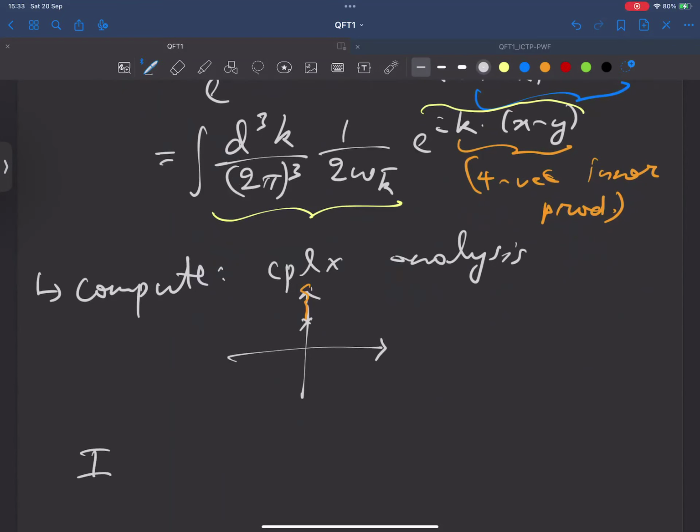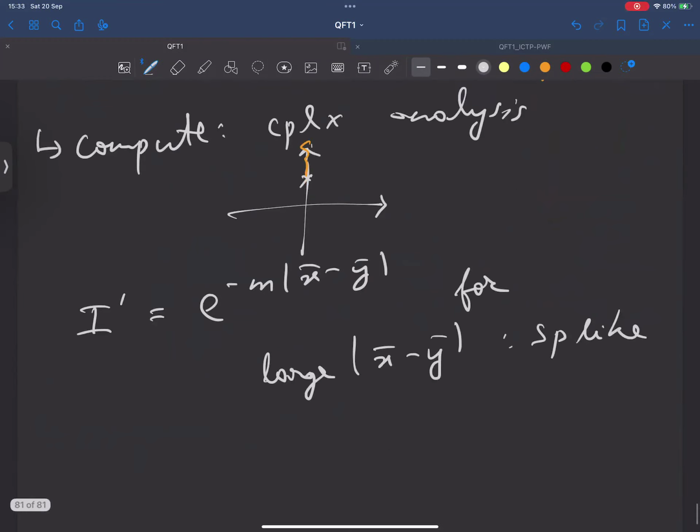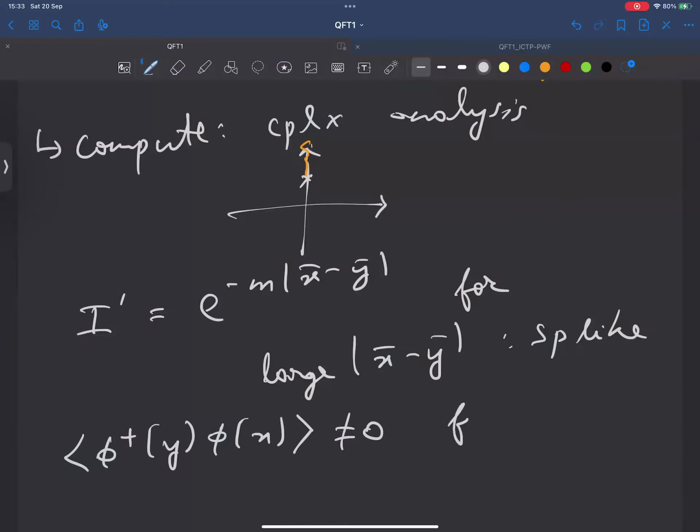You can show that this I prime goes like e to the power minus m |x minus y| for large |x minus y|, so space-like. I am going over this a bit fast because we did an analogous computation in the Schrodinger equation. That exact complex analysis method we'll follow here. There also we got it to be non-zero, and here also we get it to be non-zero. So even in the full relativistic setting, this propagation amplitude is non-zero for space-like separated points.